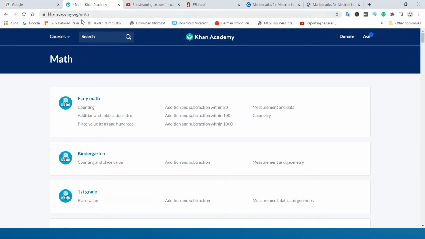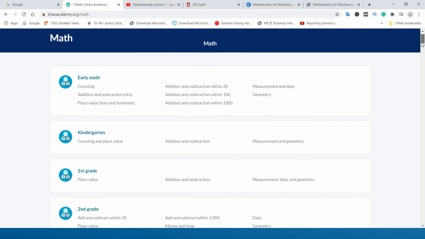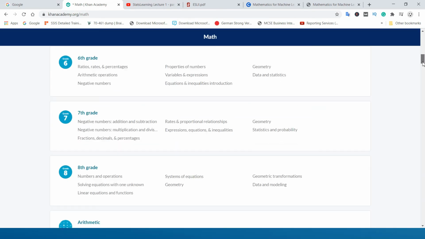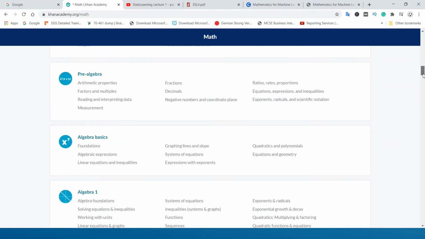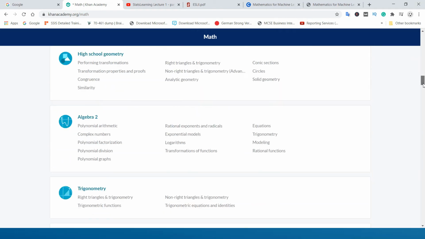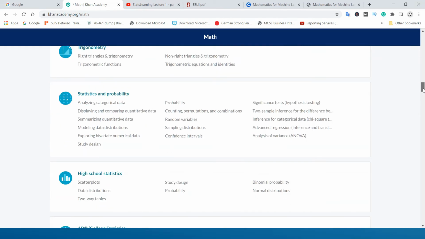khanacademy.org/math, and here you can see there are different mathematics levels, starting from early math, kindergarten, first grade. But for you, the most important mathematics that you have to learn are pre-algebra, algebra basics, algebra 1, and then algebra 2, trigonometry, statistics, and probability.